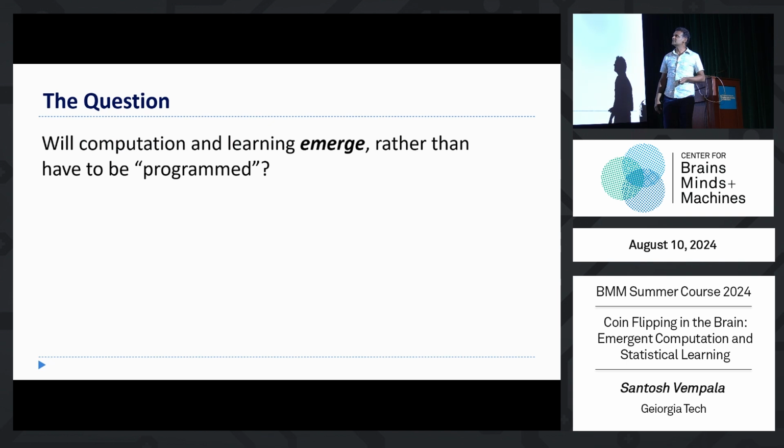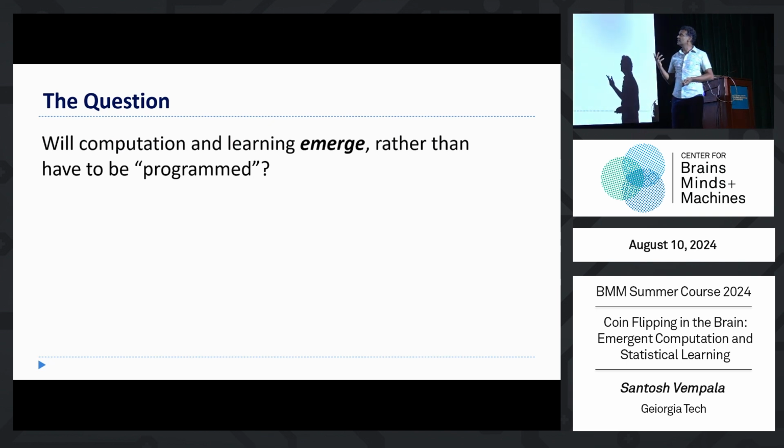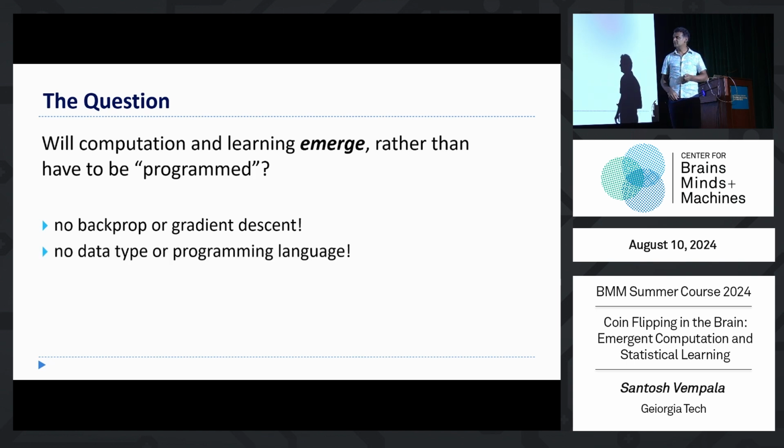Now, the question is, will computation, interesting computation, and learning emerge rather than have to be programmed? I don't want to program it. What's going to emerge here? And in particular, will interesting computation and learning emerge? Note that there's no backprop or gradient descent here. There's no data type, there's no programming language.